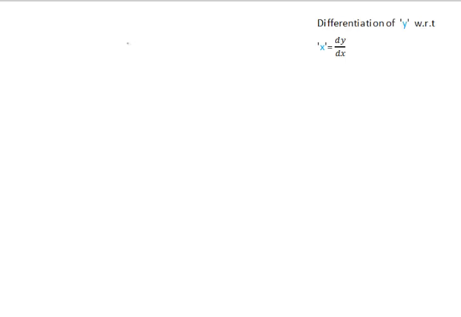In physics, we are not required to solve those limits. In fact, we are required to remember differentiation of elementary functions. The first formula to remember is: if y is equal to x to the power of n, then the derivative of y with respect to x, dy by dx, can be written as d by dx of x to the power of n.